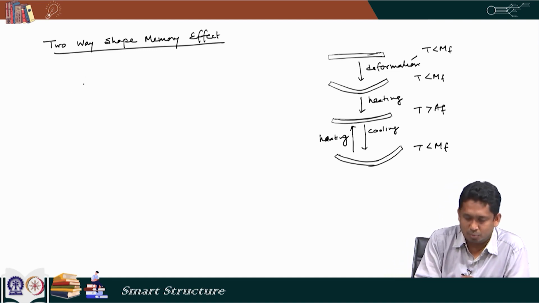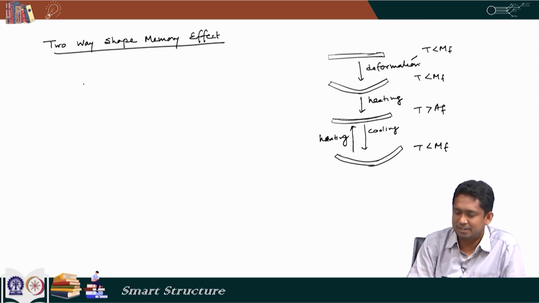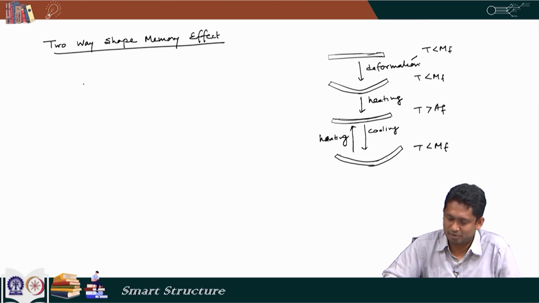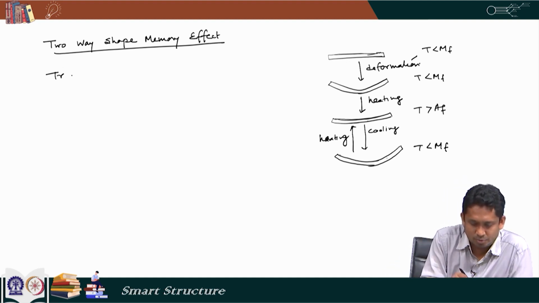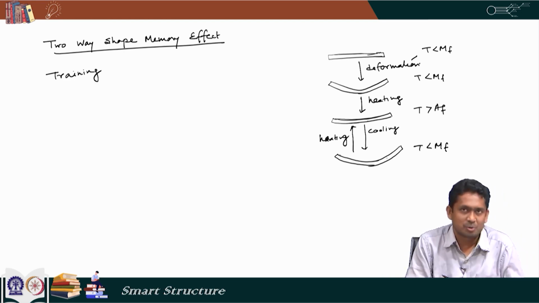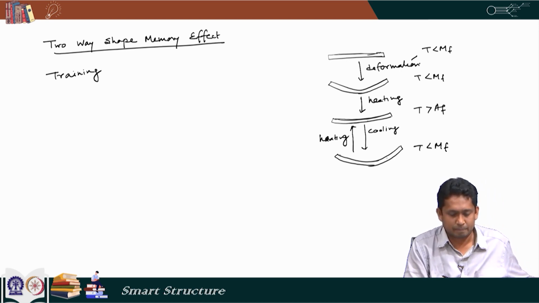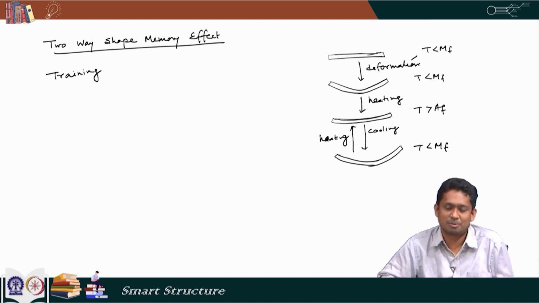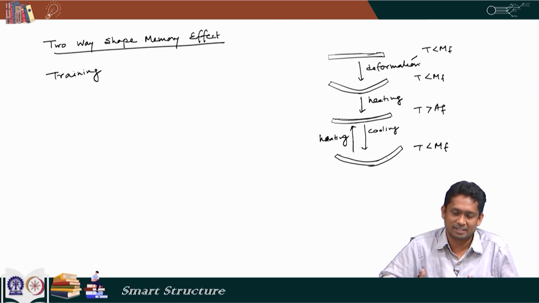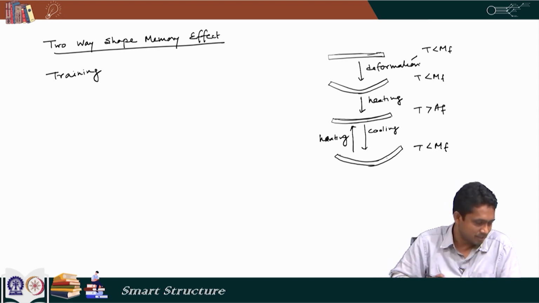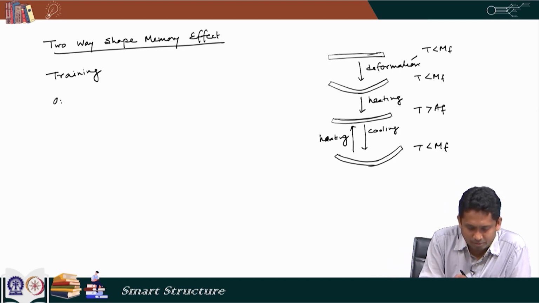Now, to impart the two-way shape memory in the material, there is a process called training. Through training, the material is made to behave with a two-way shape memory effect, and there are different methods of training. Mostly it involves some kind of thermomechanical cycle. The material goes through a thermal cycle or a mechanical cycle or a combination of both, and that imparts two-way shape memory in the material. And there are different techniques for doing this training.